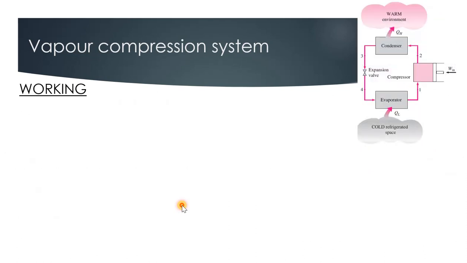So working. So this is the layout of a vapor compression refrigeration system, and it has an evaporator, condenser, a compressor and expansion valve, and there is a cold refrigerator space in order to cool the space. Okay, and there is a warm environment.